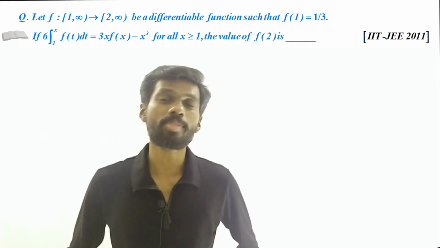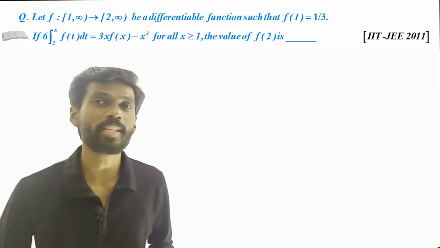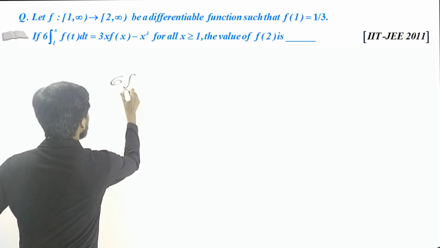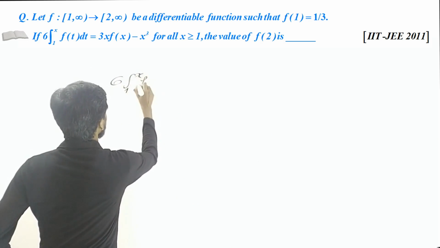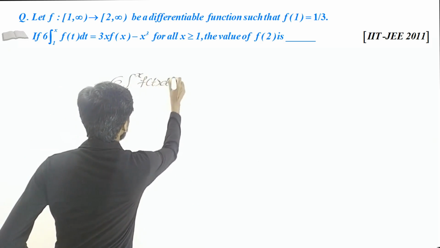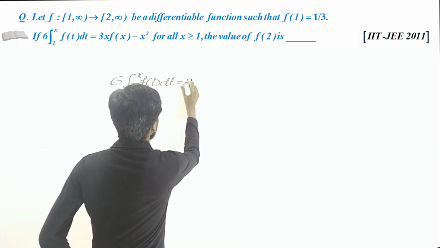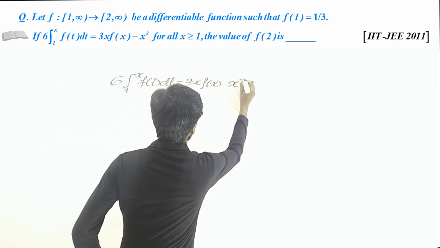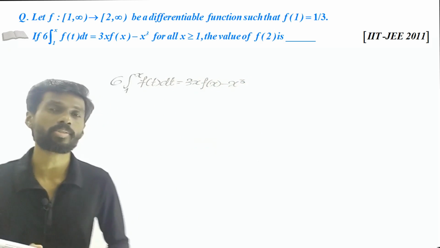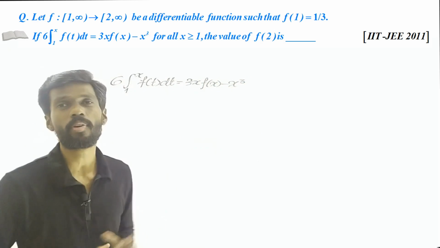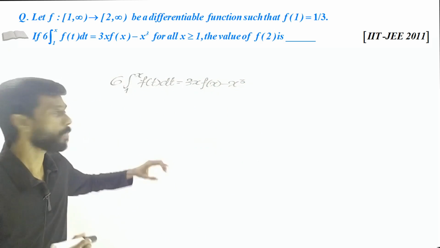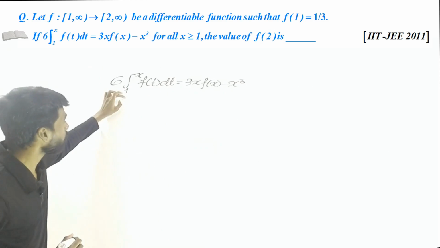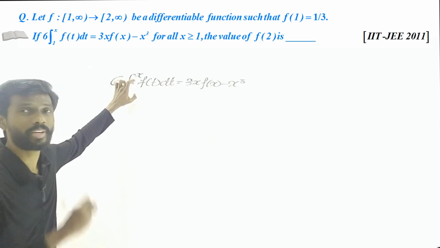Here some condition satisfied by the function f of x is given, so let's find the function f of x. Now this is the condition: 6 times the integral from 1 to x of f of t dt equals 3x f of x minus x cube. So this is the condition satisfied by the function f of x. To find f of x, let us differentiate this, because we have an integral with a variable limit. To get rid of this integral we have to differentiate, so use Leibniz rule.